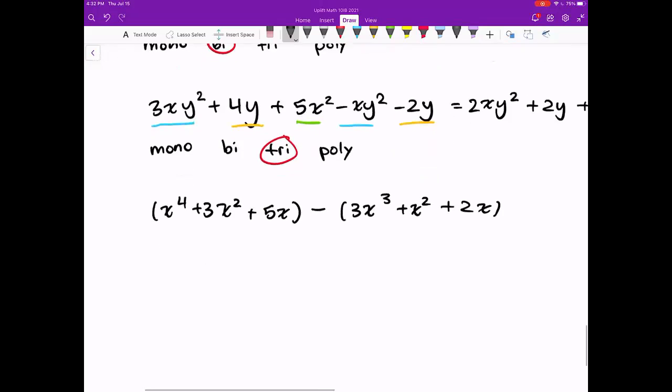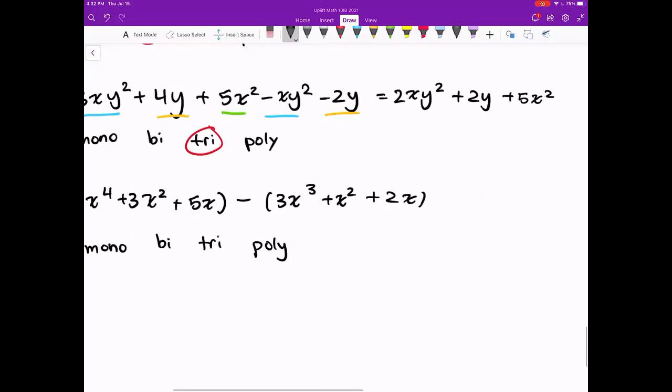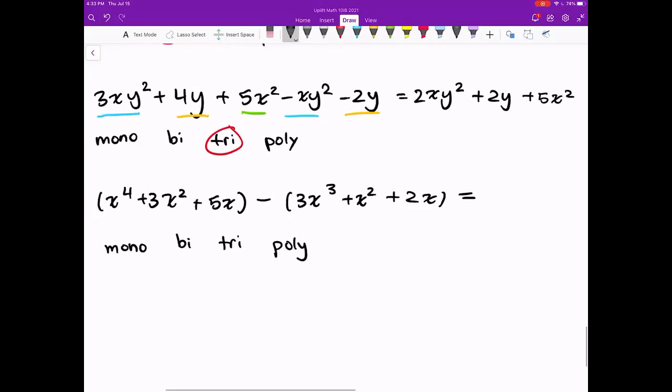All right. Same question. Is this a monomial, binomial, trinomial, or polynomial? Trinomial? I don't think that's correct. Yeah, close. It's very close. Should we just do it? Sure. Okay, so the correct answer will be polynomial.